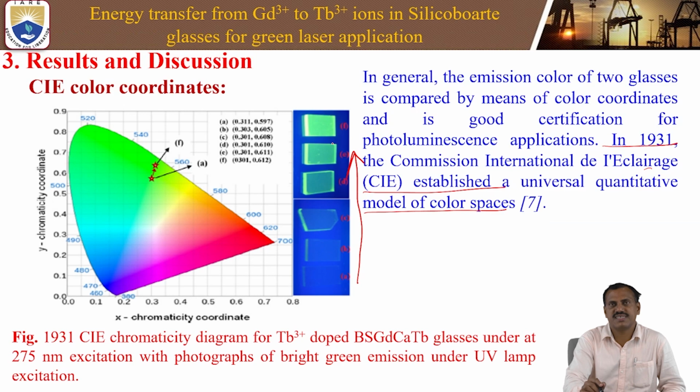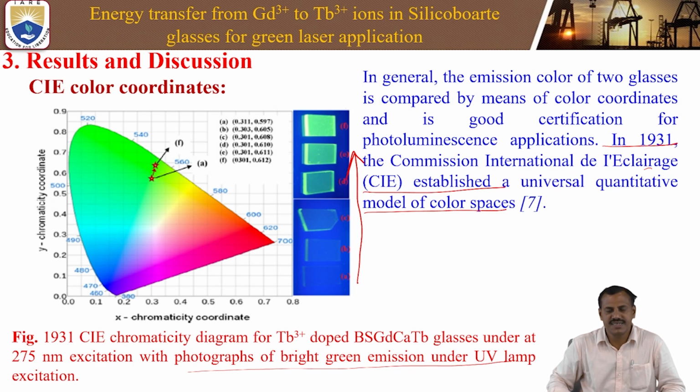This is under pumping with a UV lamp. In the photographs of bright green emission under ultraviolet lamp excitation, we are getting color visibility going from transparency, a white color, to increasing green emission. So the color coordinates confirm that the terbium 3+ doped glasses show green color. That is why they can be used for green laser applications.